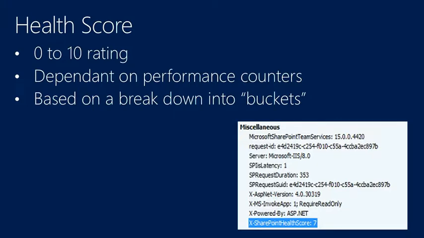Now, you could do that also based on health score, which is a 0 to 10 rating that indicates the overall health of your actual SharePoint farm. It's highly dependent on performance counters, and that's customizable as well. So if you decide you want a specific metric to monitor performance on your farm, you could do it via the health score. How it works is we break down a score into a series of buckets, right? Down the bottom here, you can see an excerpt from an HTTP header, and you can see I've got a health score listed there of 7.